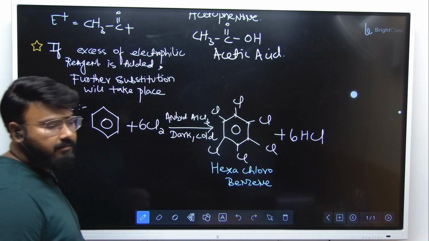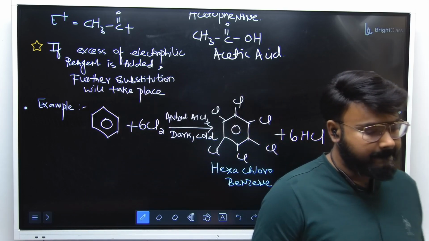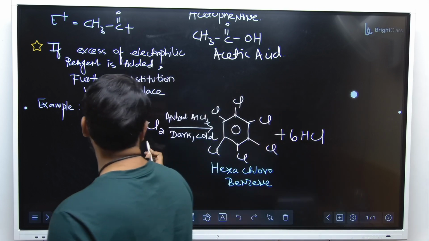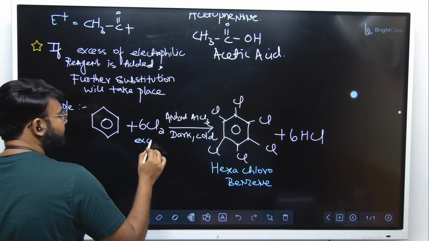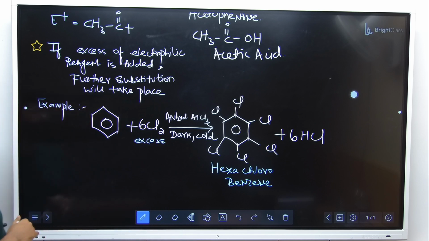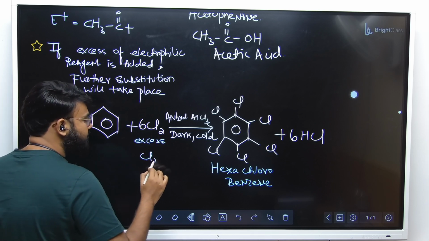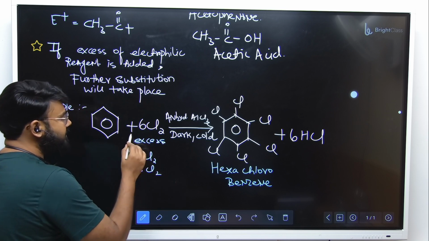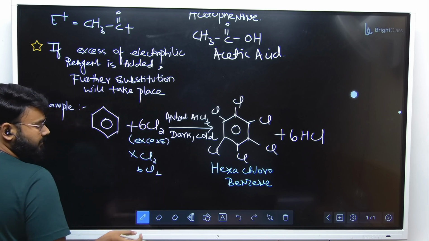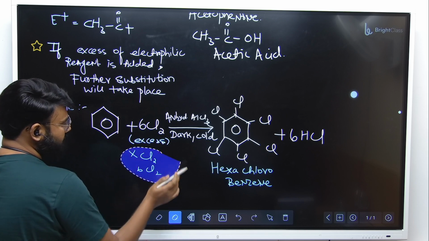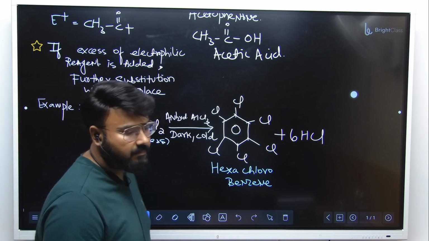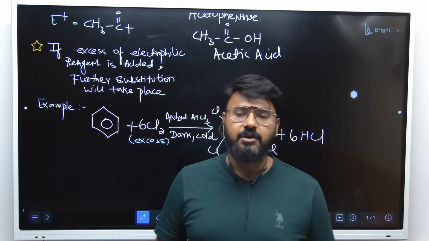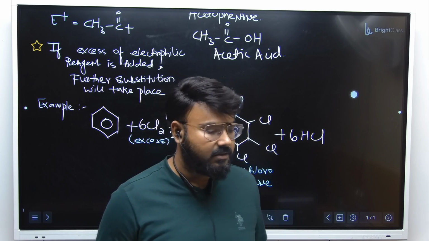Ask your question again. How is this an example of excess electrophilic reagent being added? Because chlorine is added in excess. I think you are clear now. You are not adding just Cl2. You added 6Cl2. This is excess. If we add some excess acid halide or alkyl halide, isn't that also excess? Basically you're saying you will add excess of alkyl halide, right?